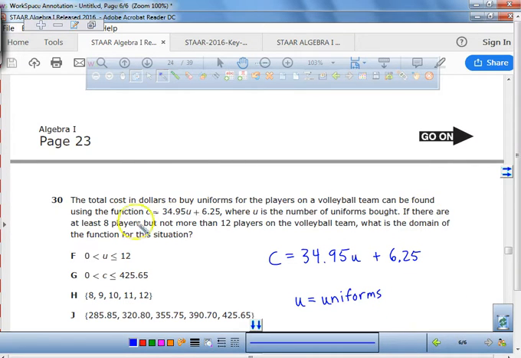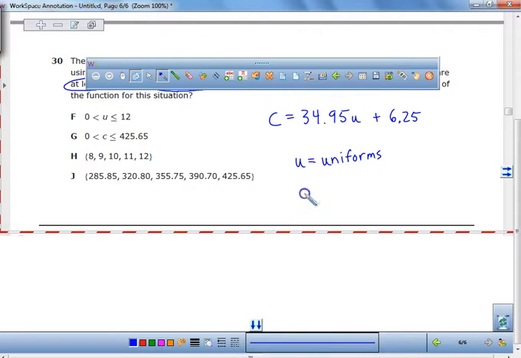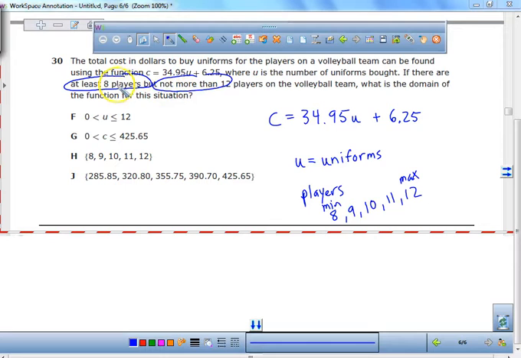Okay. If there are at least 8 players, but not more than, what do our players have to be? Between 8 and 12. So here's what we got to do: go down here and put players. Can you have 8? Sure. Can you have 9? Yep. 10? Yep. 11? Yep. Can you have 12? That's the max, right? So this is the maximum number of players, and that's the minimum, if you're looking at least 8, but not more.